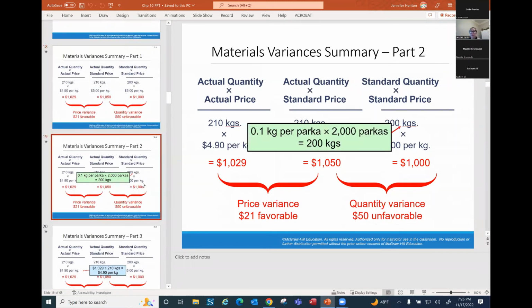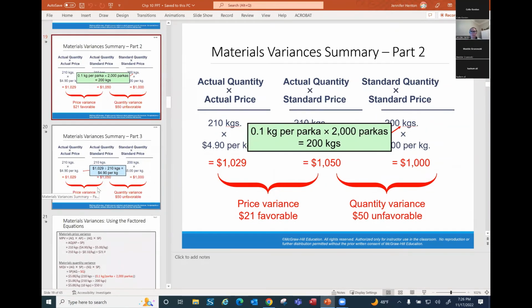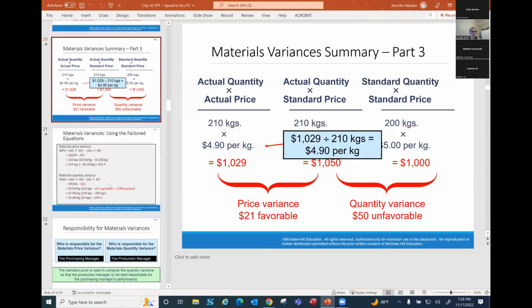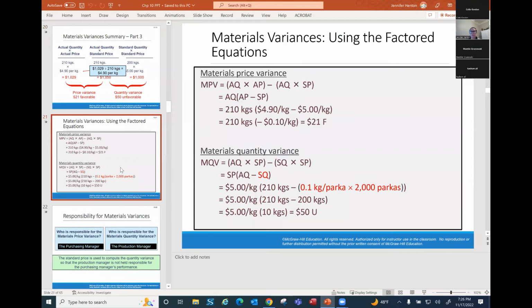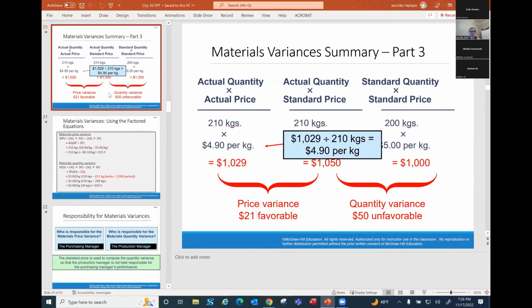So when I'm looking at that and comparing it, they're just giving you the calculations here. I can get my total spending variance if I just look at these two and add them together or take the difference. So if it's unfavorable $50, I'm not completely out the $50 because I had a favorable balance of the 21. So my total spending variance is 29.